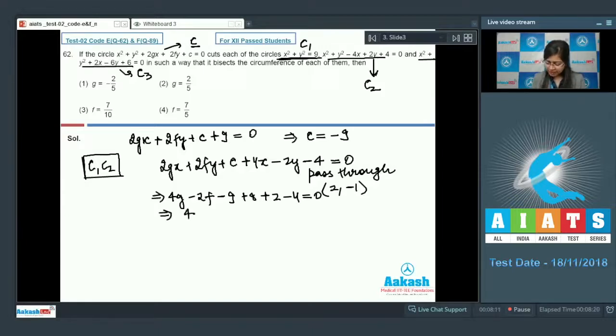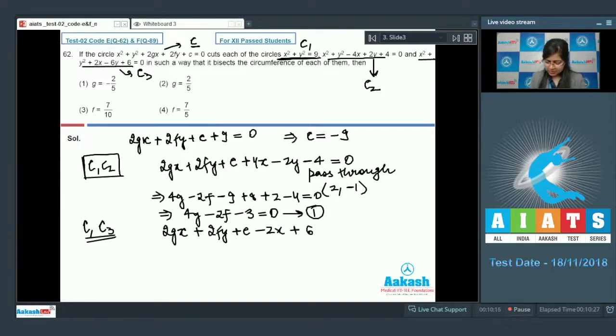Further solving it, we will get 4g minus 2f minus 1 plus 2, that is 1 minus 4, that is minus 3 equal to 0. So this is the one equation that we got from here. Similarly, if I talk about circle C and C3, then its common chord will be 2gx plus 2fy plus c minus 2x plus 6y minus 6 equal to 0. Now this common chord will pass through the center of the circle C3, that is minus 1, 3, right?